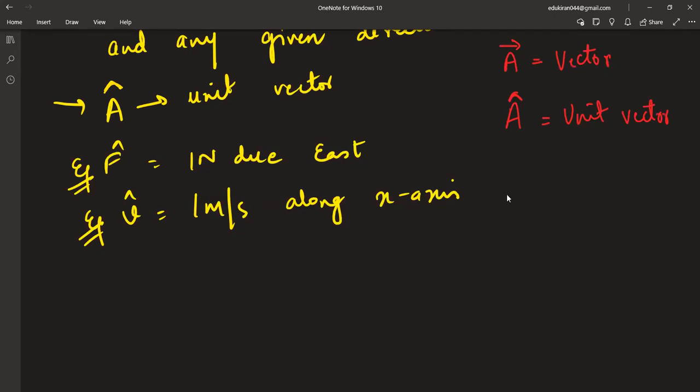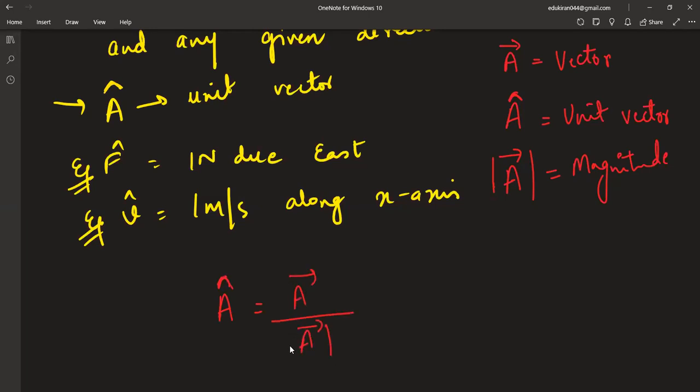When this is a vector but with modulus on both the sides, this means we are just talking about the magnitude, be it minus 1 or plus 1. I'm just talking about the magnitude. Now, what is the formula of the unit vector? Unit vector A, this is equal to vector A divided by the magnitude of vector A.